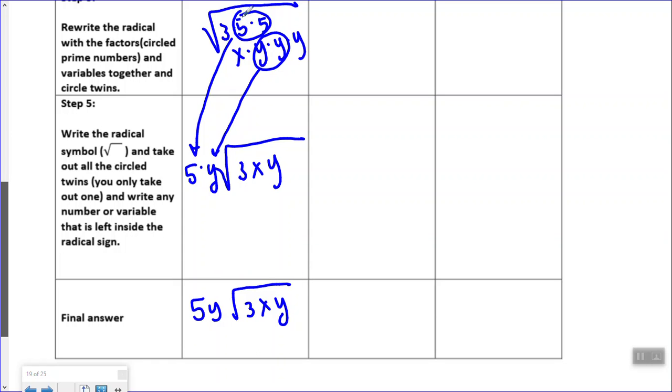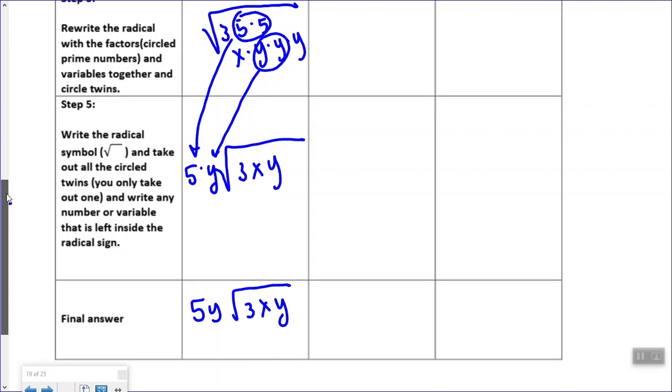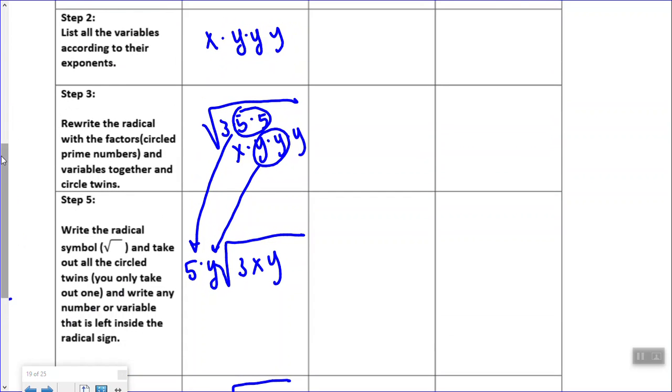So the key point is when you have a twin, you have to take it outside of the radical, but when you take it out, you don't take out both of them, you just take out one of them. So let's try the second example.